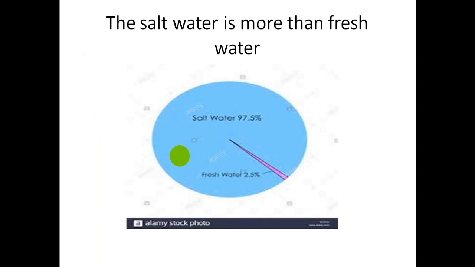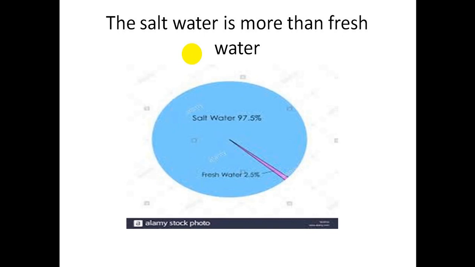The salt water is more than fresh water, as we see here also in this pie graph. We will find that the salt water takes about 97.5% of the water on the Earth's surface, while the fresh water is only 2.5%, too little, and that's why we have to take care of the fresh water and use it carefully.